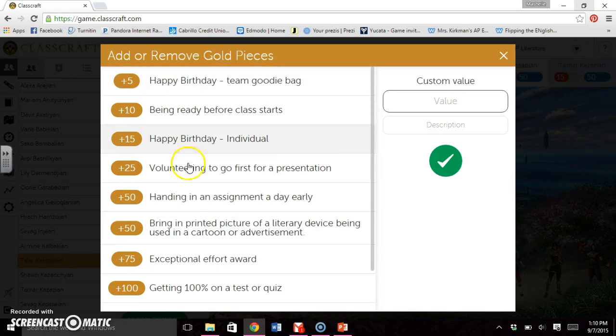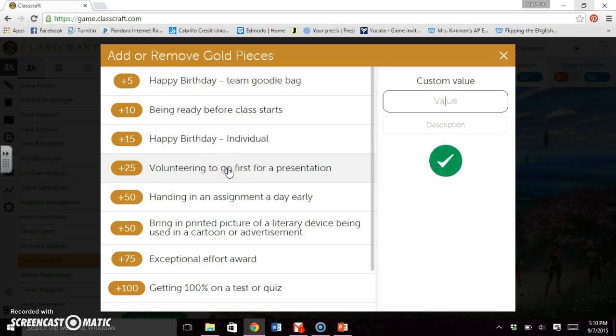Okay, gold. Remember, this is the extra stuff that you get to spend. When someone on your team has a birthday, not only do you yourself get the gold, but everyone else in your team gets gold. Being ready before class starts, as in seated in your class, writing in your journals. If you can get the team bonus and the gold bonus. The gold is for individuals, though.